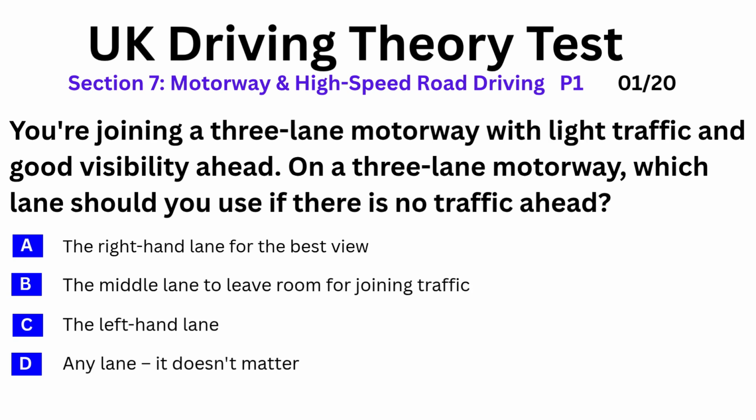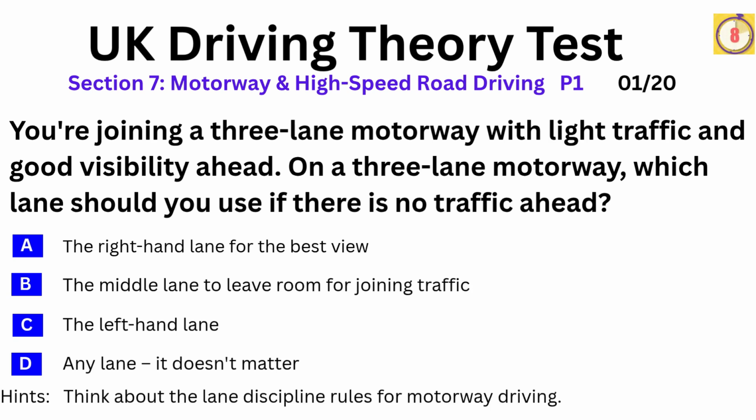You're joining a 3-lane motorway with light traffic and good visibility ahead. On a 3-lane motorway, which lane should you use if there is no traffic ahead? Correct answer is C, the left-hand lane.